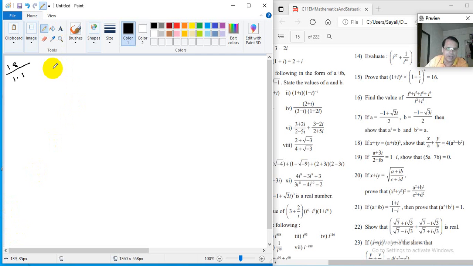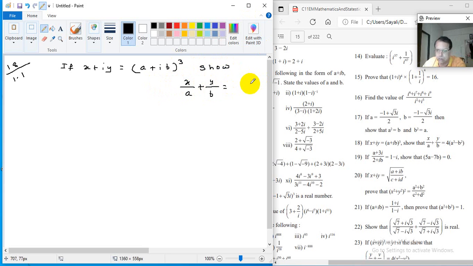See, so now problem number 18 is this. If x + iy is equal to (a + ib) cube, that is (a + ib) raised to 3, show that x upon a plus y upon b is equal to 4 times (a² - b²).